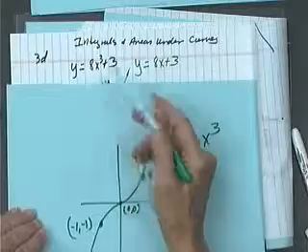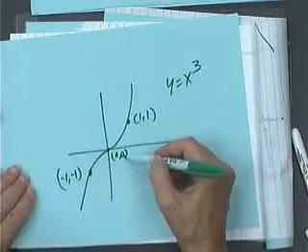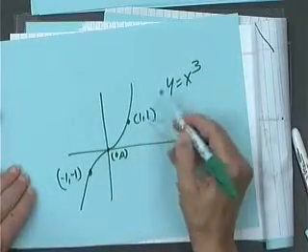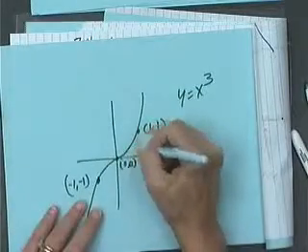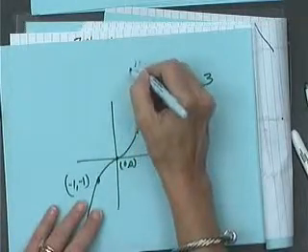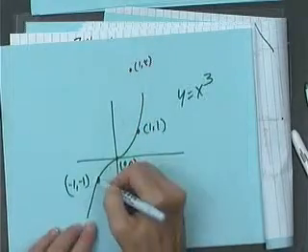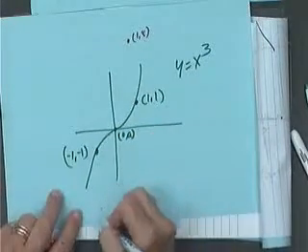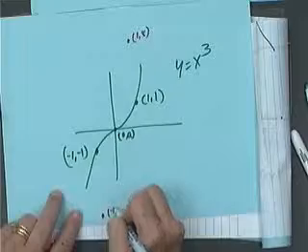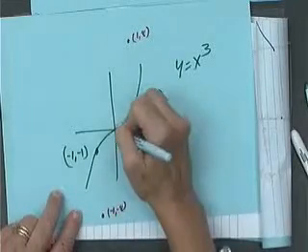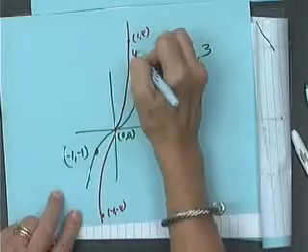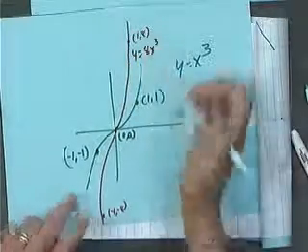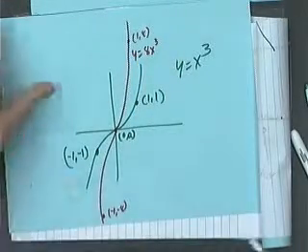Multiply them times 8. All right, so 0 times 8 is 0. 1 times 8 is 8. So the next transformation is that we would have 1, 8, and negative 1, negative 8. So this would be the graph of y equals 8x cubed. Okay?